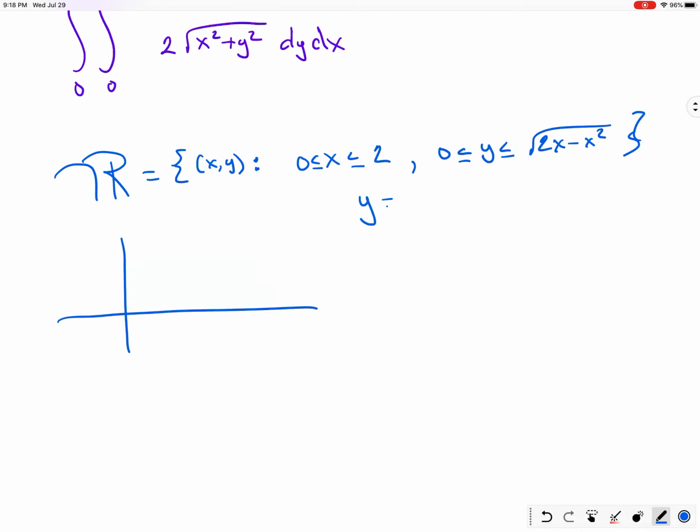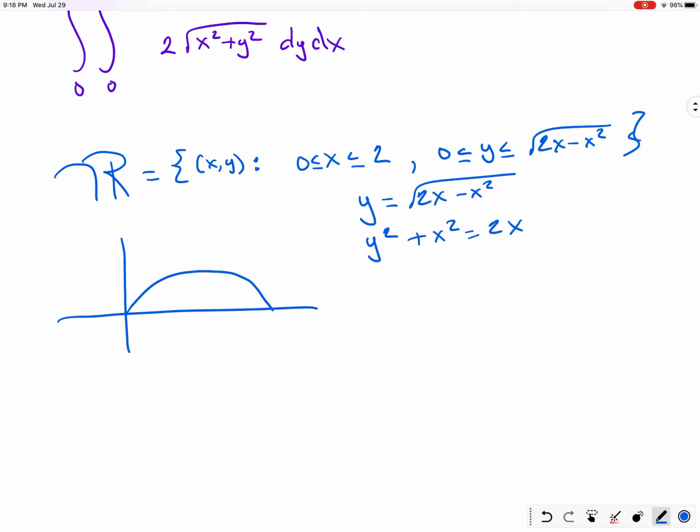I'm going to need to make a sketch. So this would be y equals the square root of 2x minus x squared. But I recognize that as a circle, so y squared plus x squared equals 2x. So that is a circle, and that circle would look something like this.